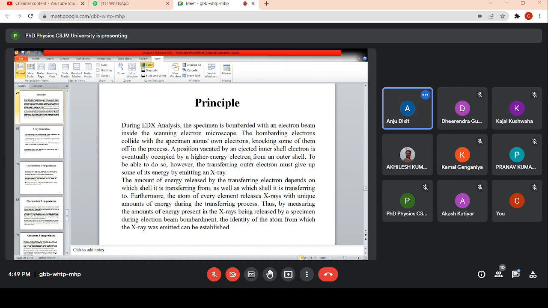तो ये K है, L है, M है, N है, इस पे डिपेंड करेगा. As well as which shell it is transferring to. किस शेल में जा रहा है, आपका L से K में जा रहा है कि M से K में आ रहा है, इससे भी डिपेंड करेगा.